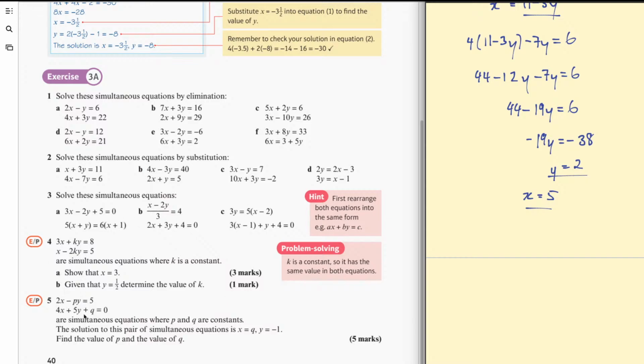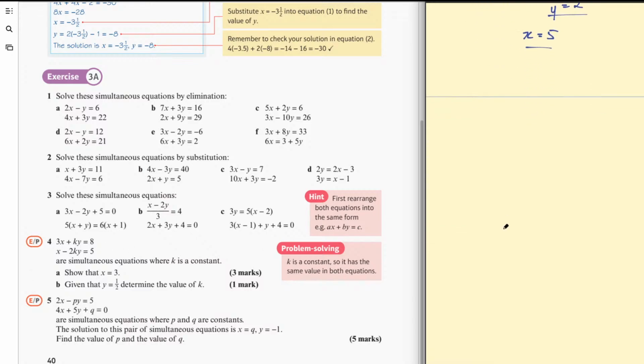4 and 5 look a little bit different. Let's have a go at question 4. Looks kind of interesting. GCSE level, yes. So we've got 3x plus ky is equal to 8, and then x take 2ky is equal to 5. It says show that x equals 3.